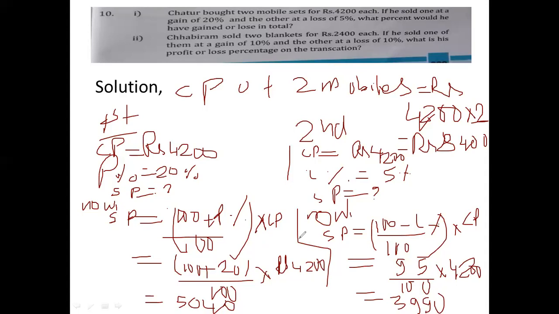Look here, we found 5,040 and 3,990. These are the two SPs, not CPs. Now when you add them, what will be the total SP? 9,030. We have to add these two SPs to find the total SP. Children, I'm clearing this and showing you the next page.